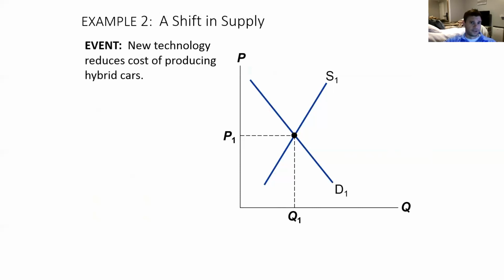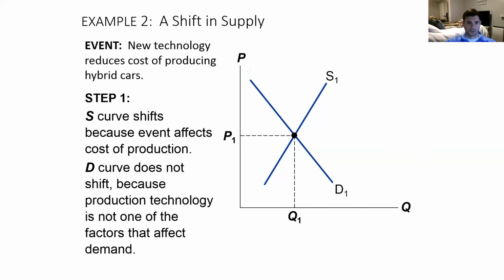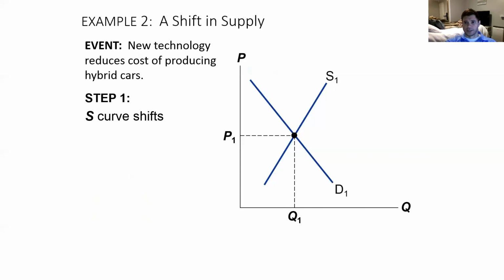And now the event of interest is we have a new technology that reduces the cost of producing a hybrid vehicle. Okay, so production costs, we know in step one, those showed up as a factor that affects the supply curve. So no shifts in the demand curve in this example because production technology was not a demand curve shifter. So step one, the supply curve is shifting.